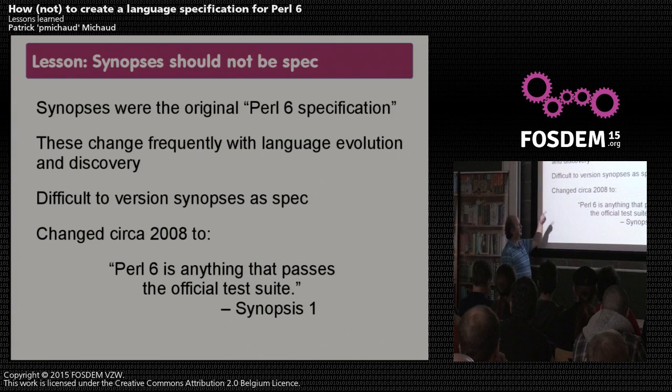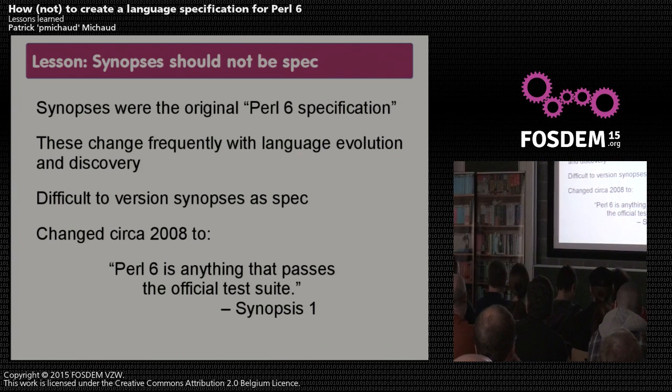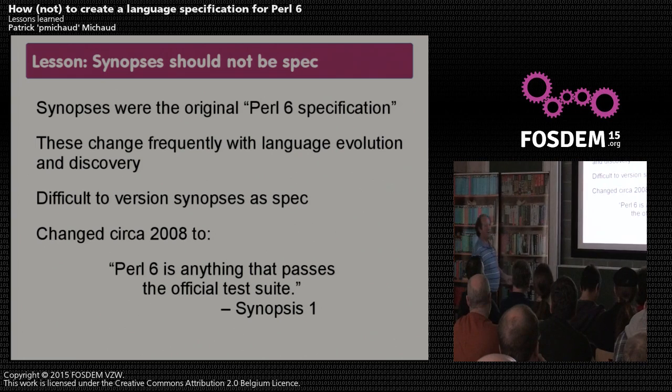This was recognized sometime around 2008 in Synopsis 1. Prior to that, it was well understood within the community that the synopses were our working set of specification documents. In 2008, Synopsis 1 was changed to explicitly say that Perl 6 is anything that passes the official test suite. That is, the test suite becomes our specification. Whatever set of tests are there, if you can create a compiler or an interpreter that passes the official test suite, then you have something that you can call a Perl 6 implementation.